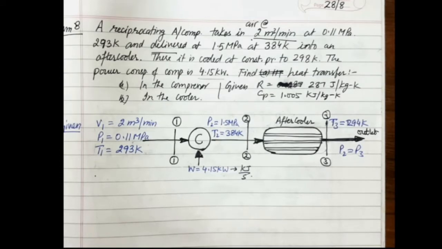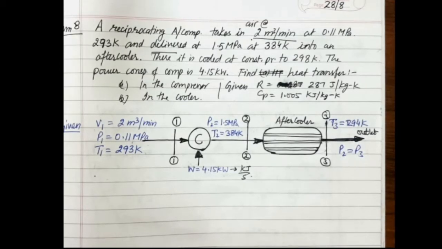Find the heat transfer in the compressor and in the aftercooler. Not intercooler, in the aftercooler. And you have also given this gas constant R is equal to 287 joules per kg per Kelvin. Specific heat at constant pressure is 1.005 kilojoules per kg.